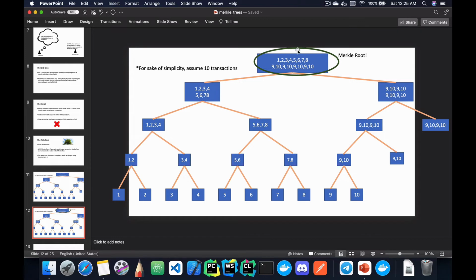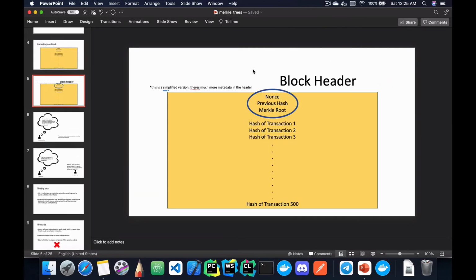One thing I want to highlight is that the topmost node in the Merkle tree is known as the Merkle root. And this Merkle root, which is the combined hash of all these transactions, is the exact same value as the Merkle root in the block header. It's the exact same value.